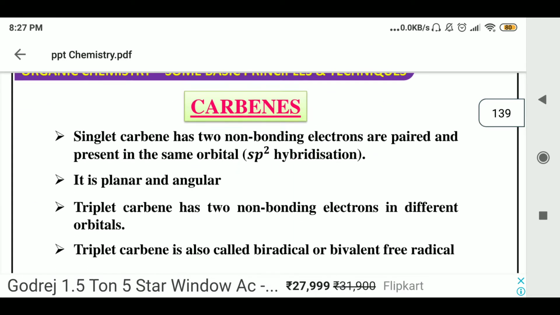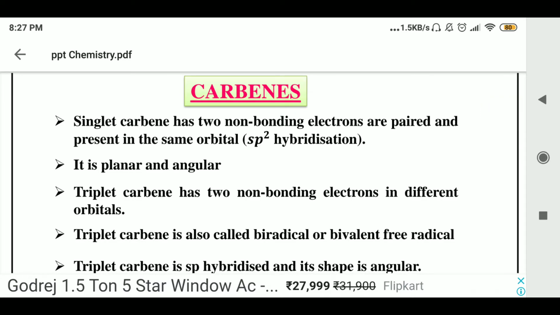Now talking about carbenes. So what are carbenes? The singlet carbene has two non-bonding electrons that are paired, and these are present in the same orbital, that is sp2 hybridized. And it is planar and angular.